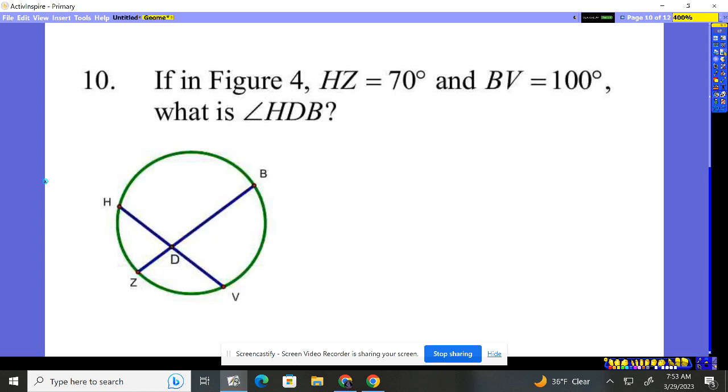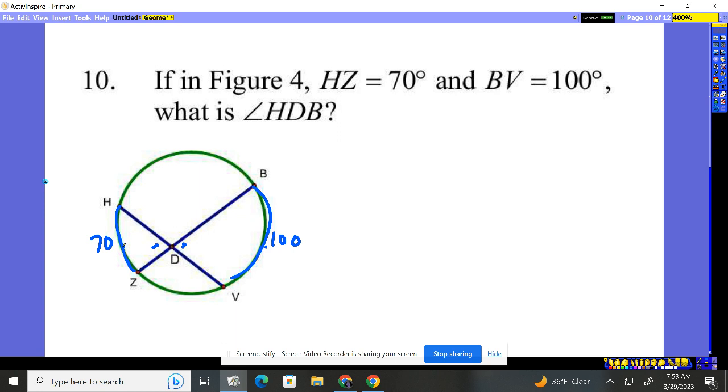Number 10, in the figure below, HZ is 70. This arc is 70. BV, this arc, is 100. Now it wants to know H to D to B. Now we can find this in here because that's going to be the average of the 100 and the 70. When two lines cross, two chords intersect on the inside, the angle is going to be the average of these two.